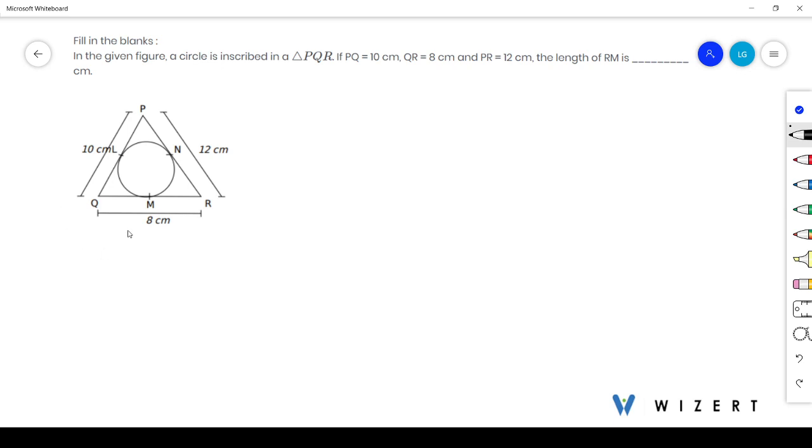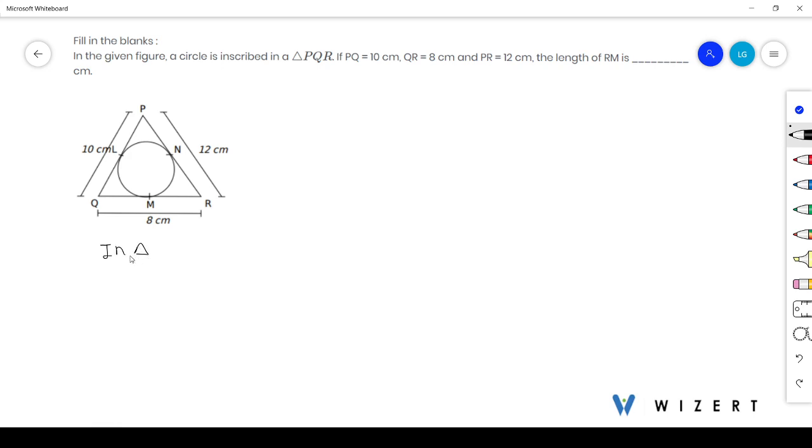Our question is, in the given figure, a circle is inscribed in a triangle PQR. If PQ equals 10 centimeters, QR equals 8 centimeters, and PR equals 12 centimeters, what is the length of RM?